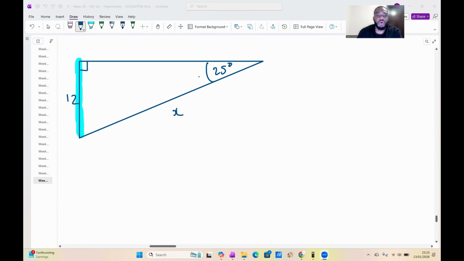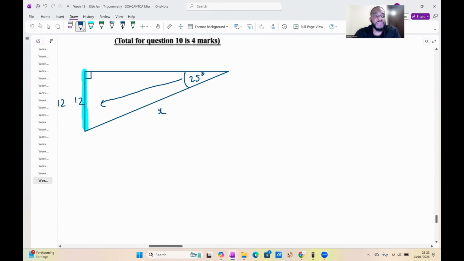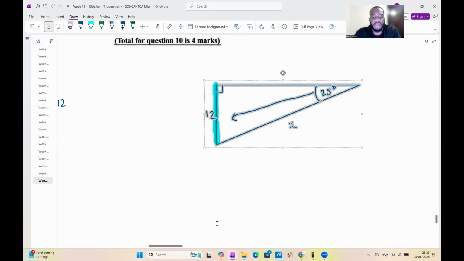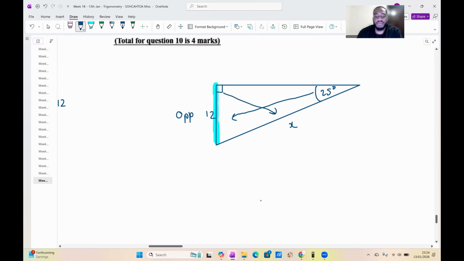So firstly, we need to label this. Can somebody tell me what this side is, the 12, please? Fantastic, guys. That's the opposite. Thank you very much. That's the opposite side. The side opposite the right angle is always equal to what, guys? Exactly, the hypotenuse. Thank you very much. That's the hypotenuse over there. And then that leaves us with the adjacent.